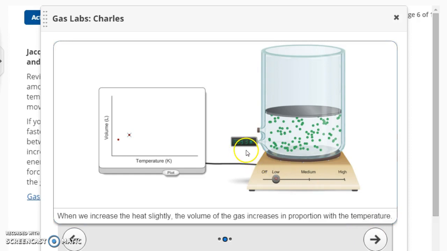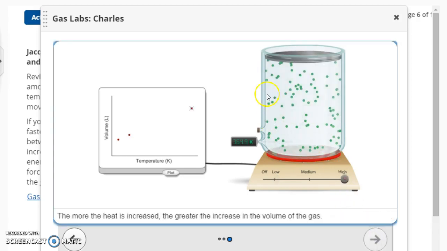As we increase the height, the volume of the gas increases in proportion with the temperature. Why? Because the warmer the molecules get, are they moving faster or slower? Faster. So they're going to move faster, they're going to spread out. And of course, as it gets even hotter, it's going to take up more space. And so we have our positive trend or best fit line here showing that as the temperature goes up, so does the volume.